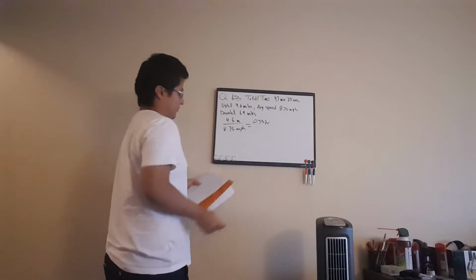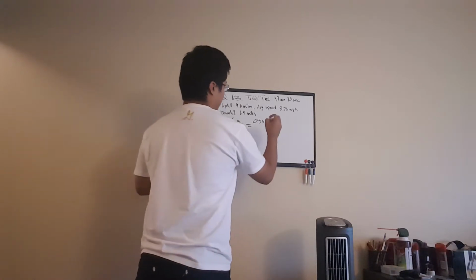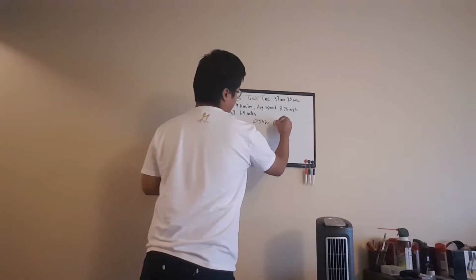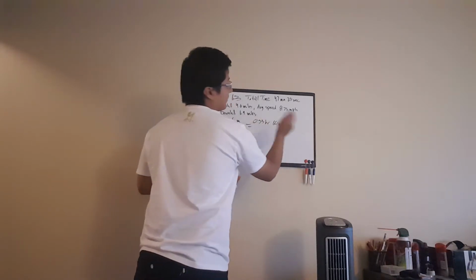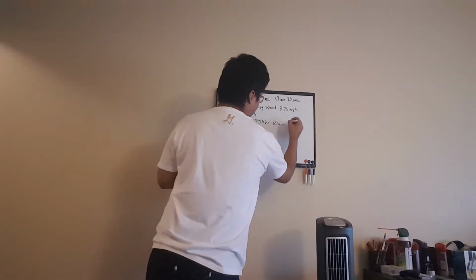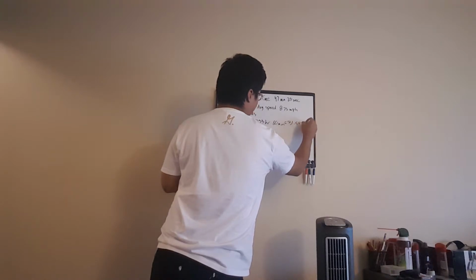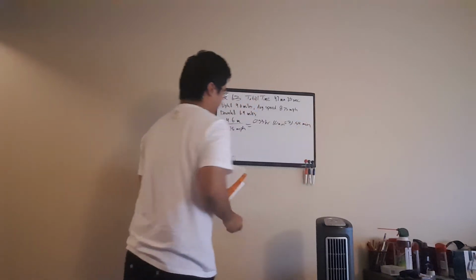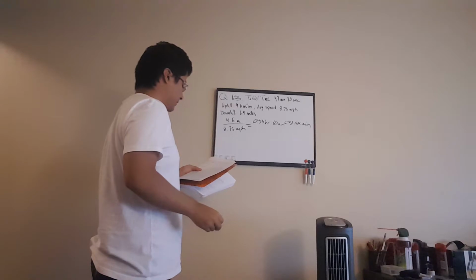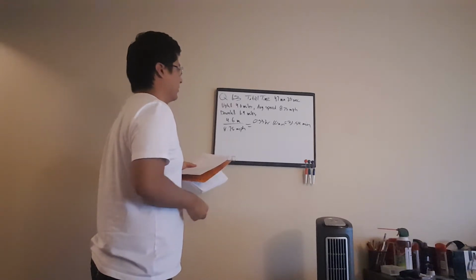Unfortunately, we're doing it in minutes, so it'd be better if we could get that in minutes. So we just times that by 60, 60 minutes an hour. And that'll get us 31.54 minutes. So, okay. Now we know essentially how long it took.